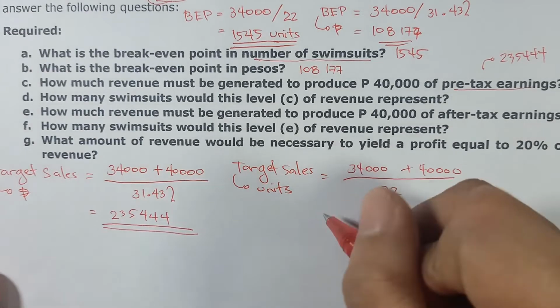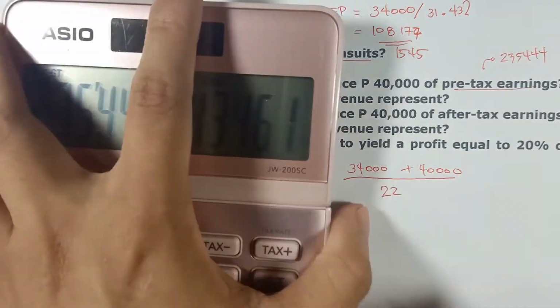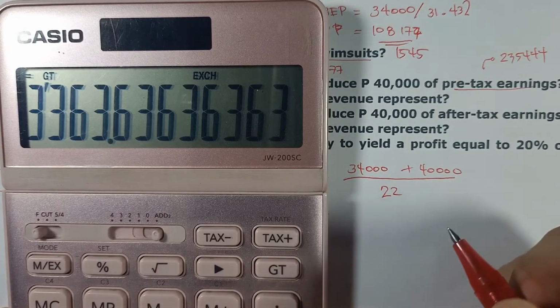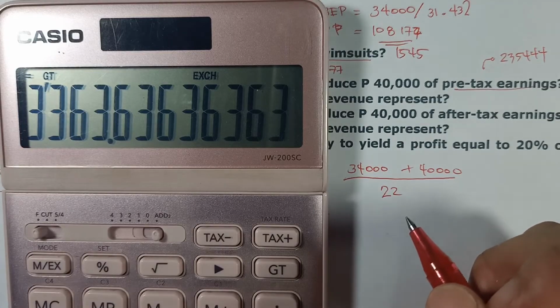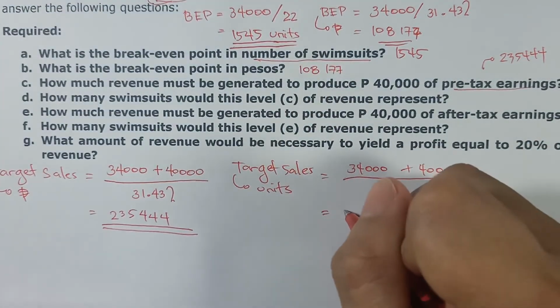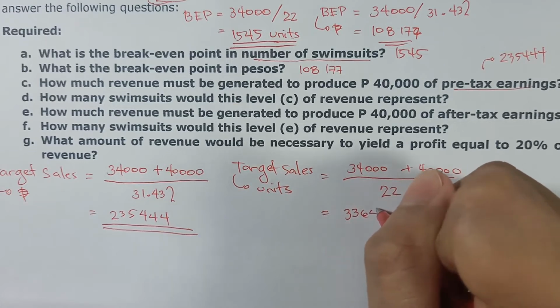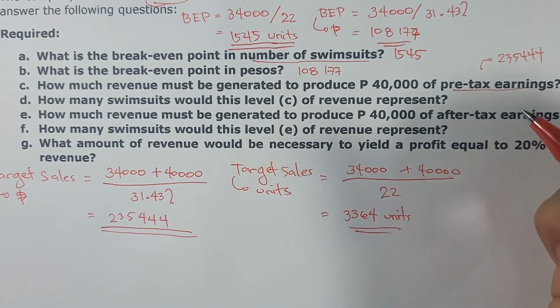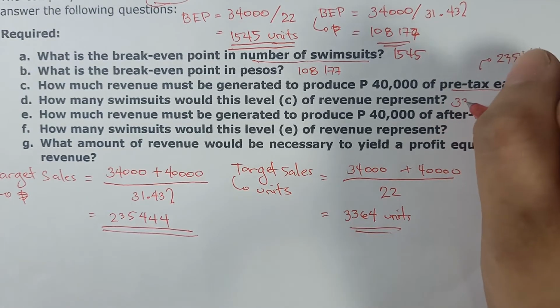Anag. So, magkano ngayon yan, guys? Let's try to compute it. 34,000 plus 40,000 divided by 22, or this is equal to 3,364 units. Again, this is equal to 3,364 units. So, requirement letter Delta, final answer will be equal to 3,364.